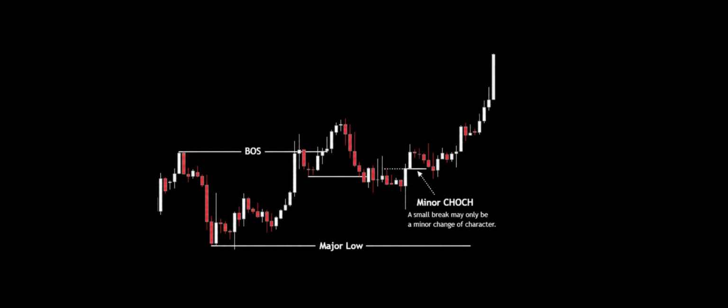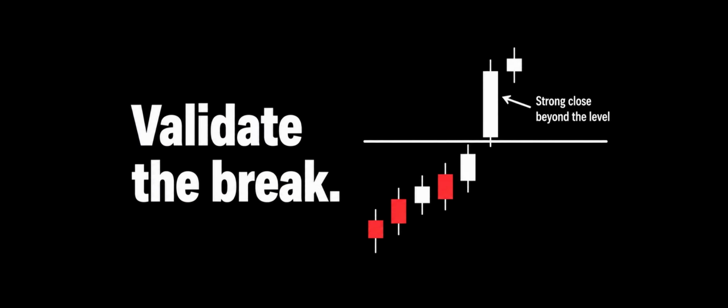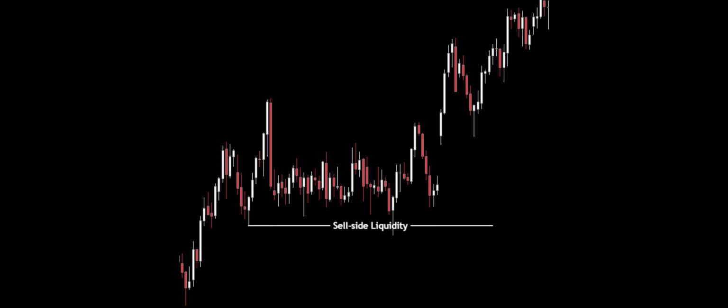Step 5. Separate minor structure from major structure. Do not treat every small internal break like a full reversal. Step 6. Validate the break. Look for displacement. Look for a close. Look for acceptance beyond the level. And be careful with wicks, because wicks can be liquidity sweeps.